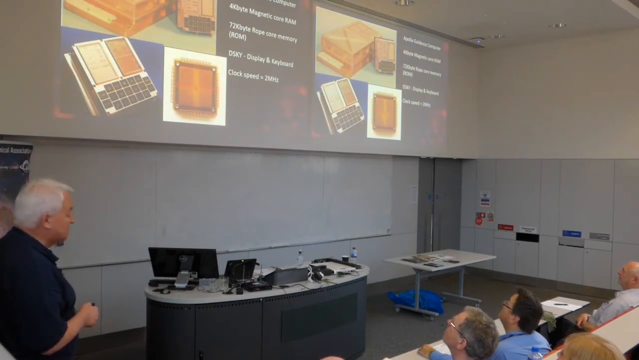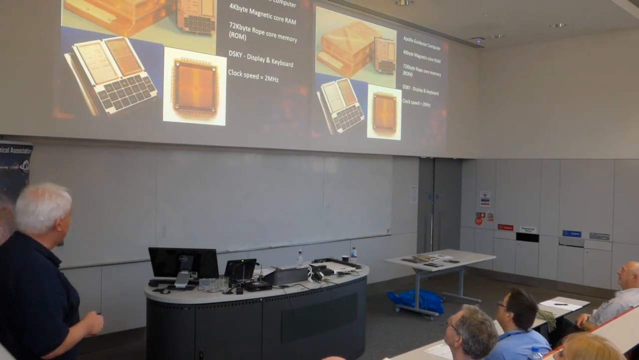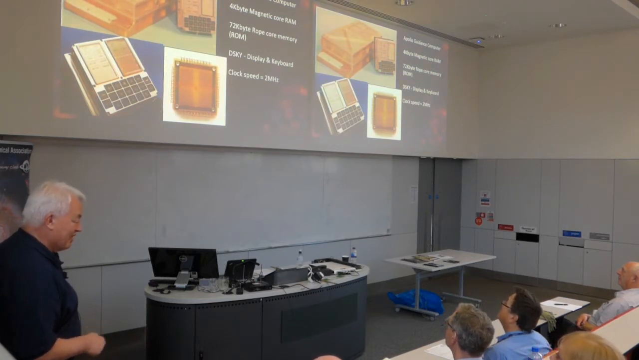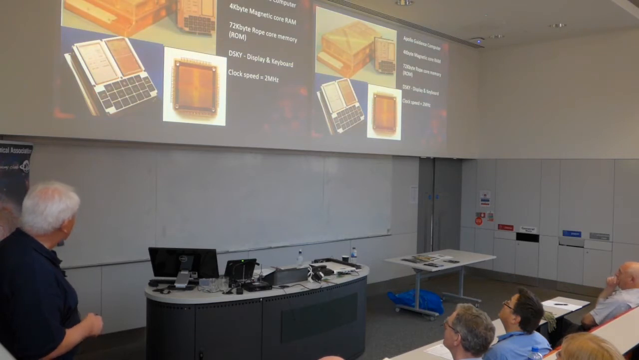The DSKY, display and keyboard, is the bit that actually appeared on the Apollo spacecraft panel there. And this thing ran at a clock speed of 2 megahertz, which again was pretty zippy by 1969 standards. My little netbook here runs at 2 gigahertz, 1,000 times faster, although you wouldn't believe it to compare the two in their actions. And it works really well.